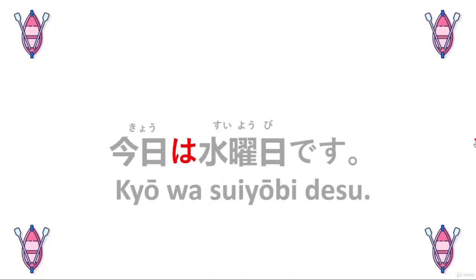Second example, 今日は水曜日です。今日, today. 今日は, as for today. 水曜日, Wednesday. Is. So today is Wednesday. So we know that the topic of our conversation is 今日, today.